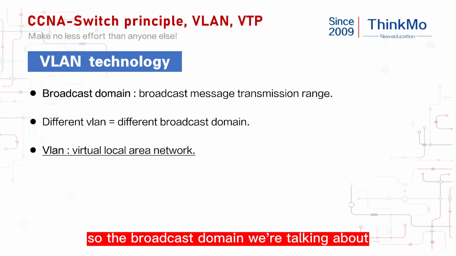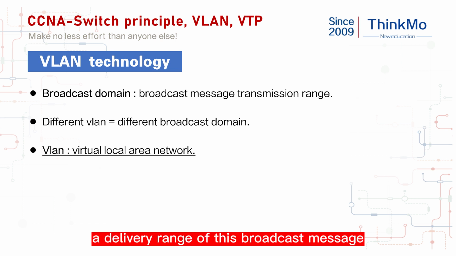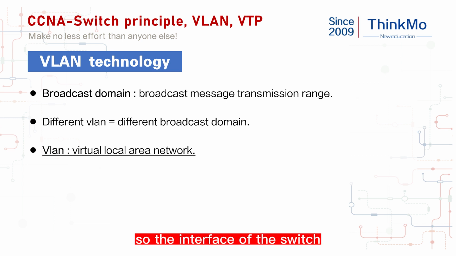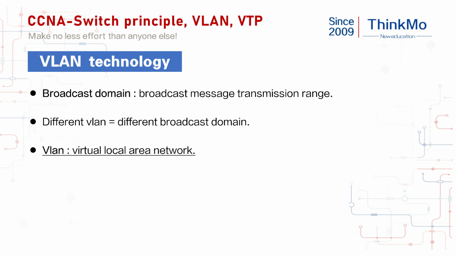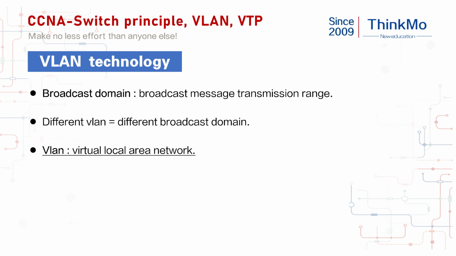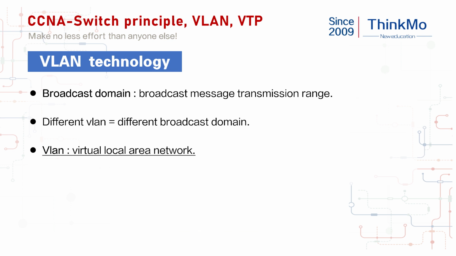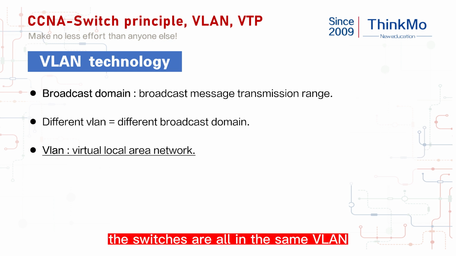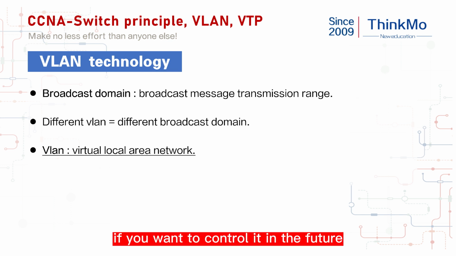So the broadcast domain we're talking about actually means the delivery range of a broadcast message. For the interfaces of the switch, flooding is the default for broadcast packets. And I tell you, all interfaces of the default switch belong to the same broadcast domain. Different VLANs are different broadcast domains. But unfortunately, by default, the switches are all in the same VLAN. If you want to control it in the future, you need to configure it separately.